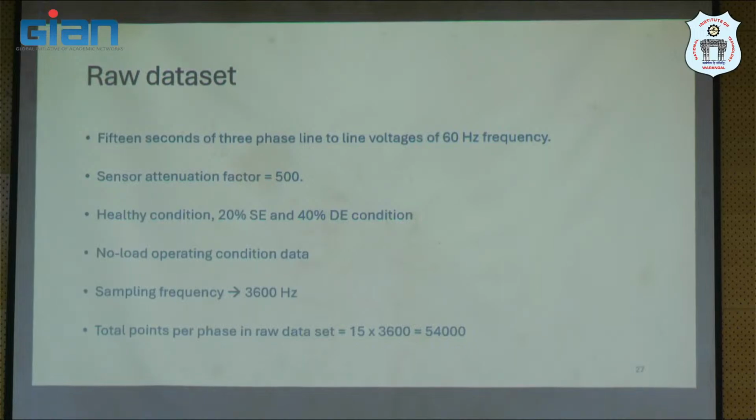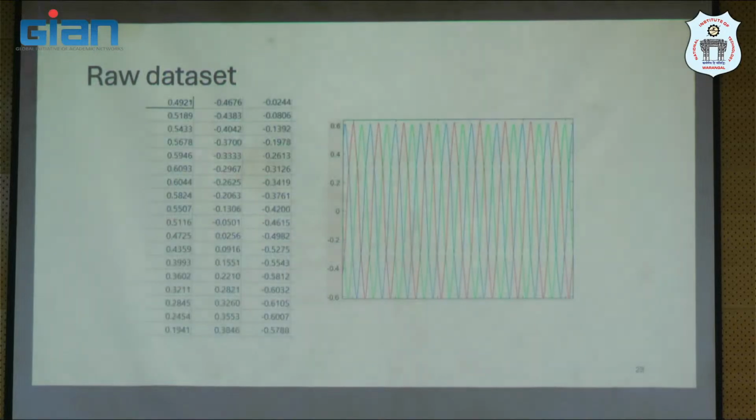This has nothing to do with the training data set or anything, just the experimental data you get. It may look like this. It's all nice for electrical engineers, waveforms and voltages, and we know that, right? All these are voltages, line to line, VAB, VBC, VCA, attenuated by a factor of 500.